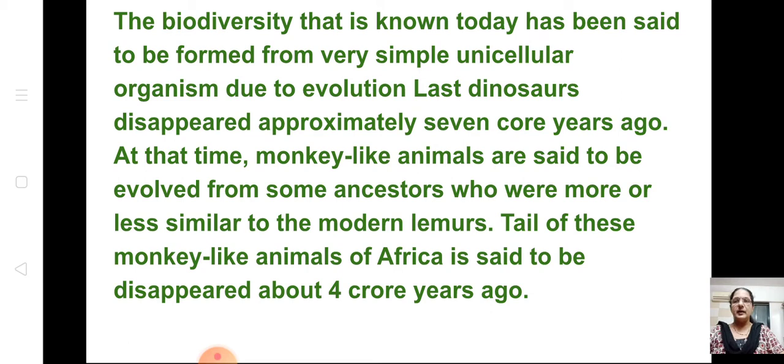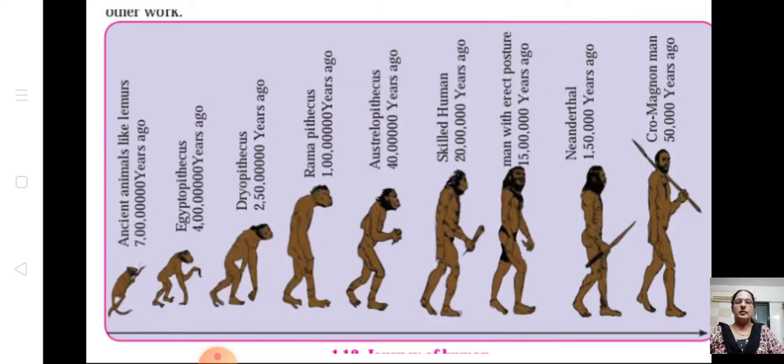At that time, monkey-like animals are said to have evolved from ancestors more or less similar to modern lemurs. The tail of these monkey-like animals of Africa is said to have disappeared about 4 crore years ago. Then we are going to learn about human evolution. This picture was omitted last year. We don't know if it is there.